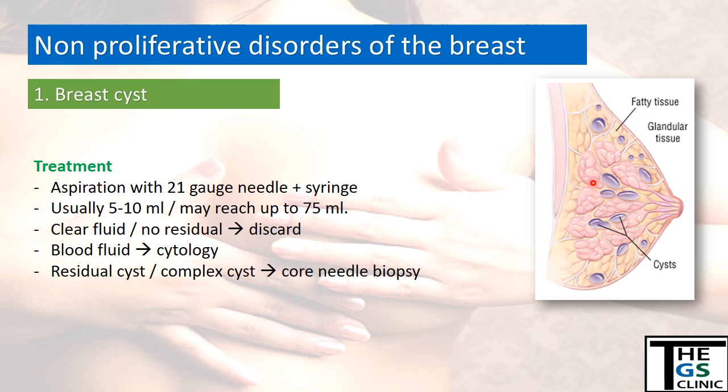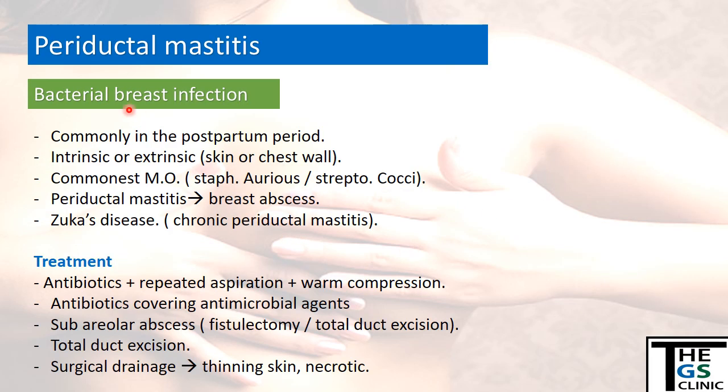So this is how we deal with the breast cyst. Mostly it is a benign condition. Need treatment if it's symptomatic. Now, periductal mastitis. From the name, we can understand that it means that there is inflammation and infection around the ducts.